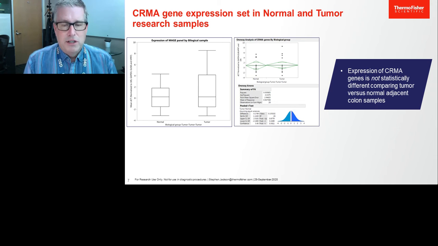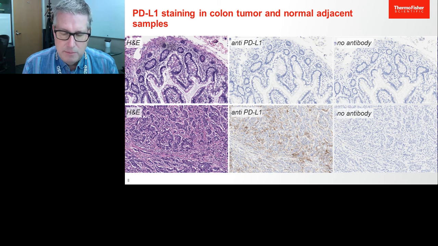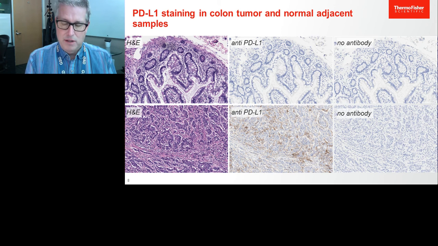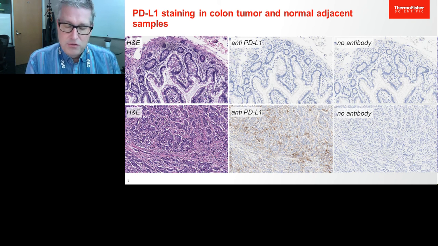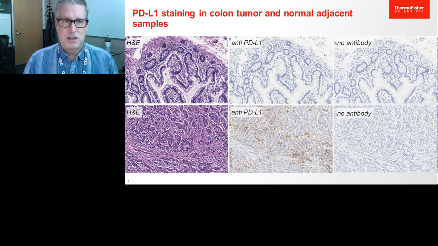Now, when we wanted to look at the PD-L1 positive tumor cells and see if we could see differences in expression if we now grade them or differentiate them based on PD-L1 staining versus no staining, we sent the samples off to a third party to get staining. Here we can see an H&E hematoxylin eosin staining of a normal colon, anti-PD-L1 staining of an adjacent section, and no antibody of an adjacent section here.